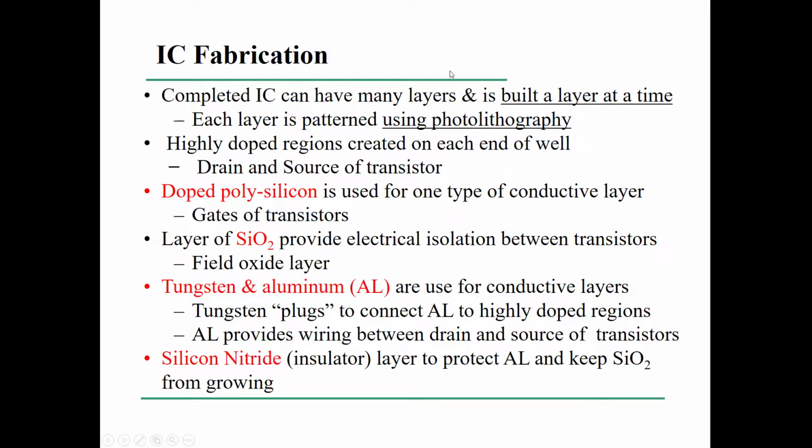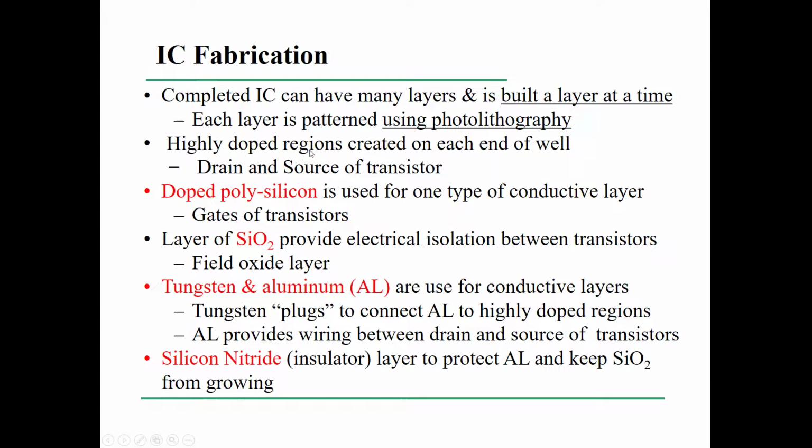IC fabrication, as I said earlier, is done by building a layer at a time. Each layer is patterned using photolithography. You'll see that typically there's a dozen or so, a dozen or even more. Usually a dozen is the smallest number of masks or reticles that are used to build an IC, because each layer needs that photolithography stage to image the circuitry or the pattern for the particular layer that you're making.